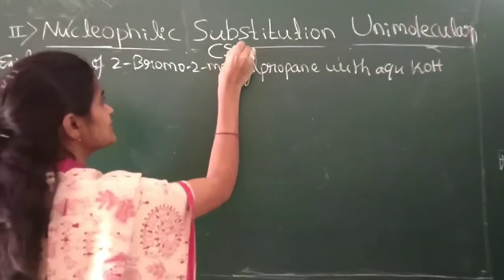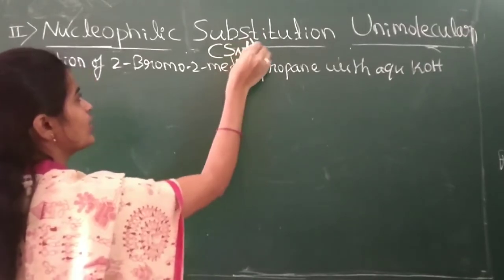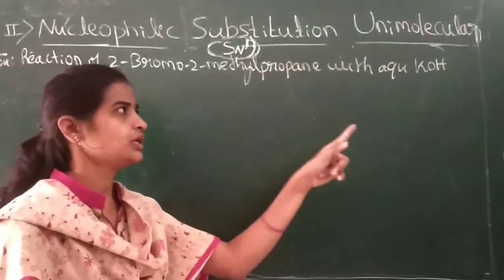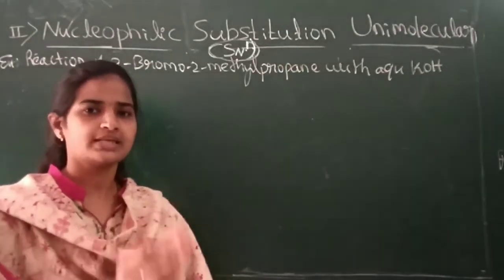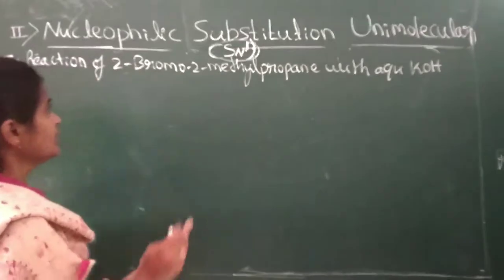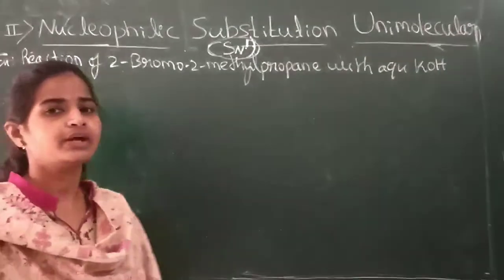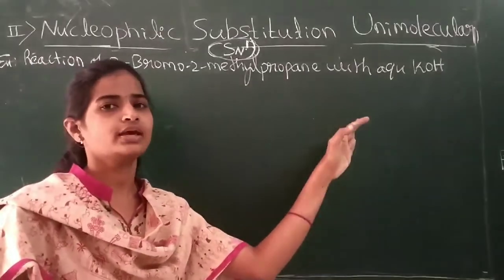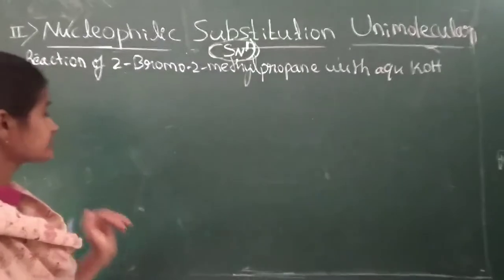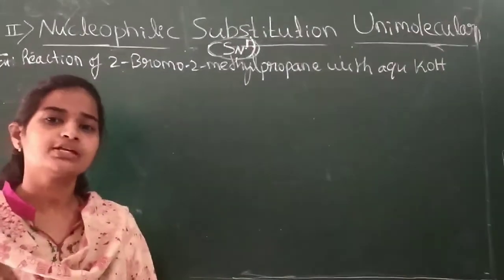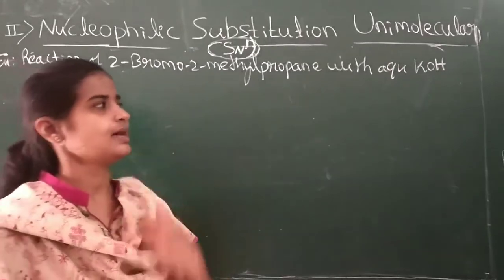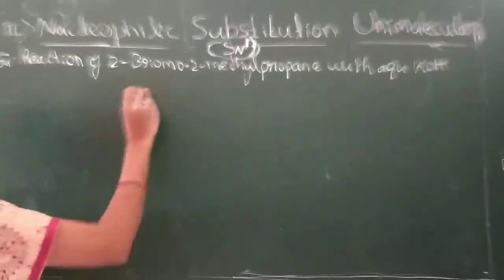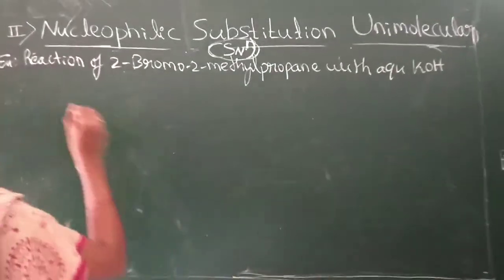What is the SN1 mechanism? Nucleophilic substitution unimolecular. Got it? Let us study this mechanism by taking an example: the reaction of 2-bromo-2-methyl propane with aqueous KOH. In the SN1 mechanism, any of the protic solvents can be used, and here as an example we have taken potassium hydroxide as a solvent. Let me write the reaction first.